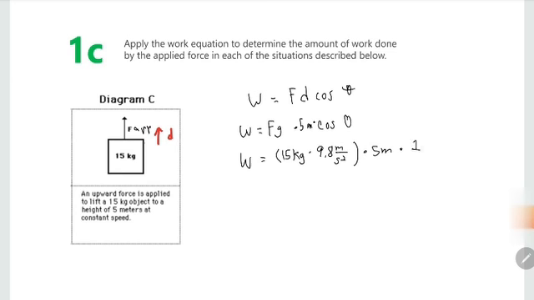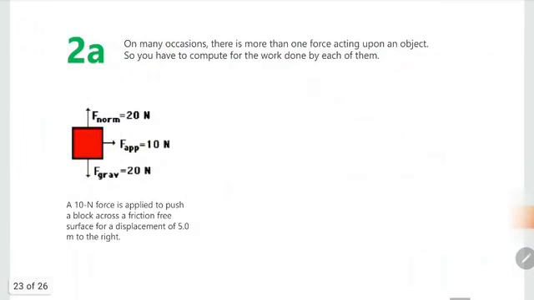Cosine 0 is 1. So what's 15 times 9.8? 15 times 9.8, 147 Newton times 5. Let's multiply 147 by 5. I will get 735 joules. Okay, those are illustration problems.